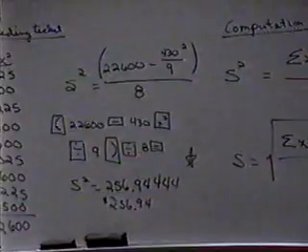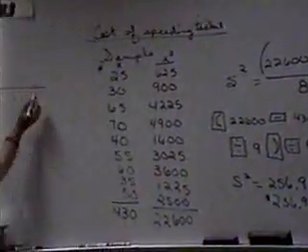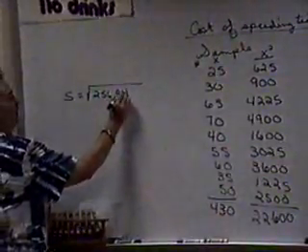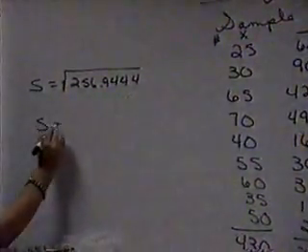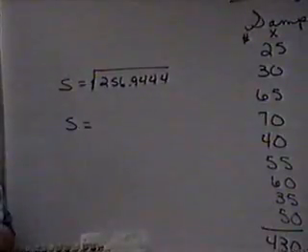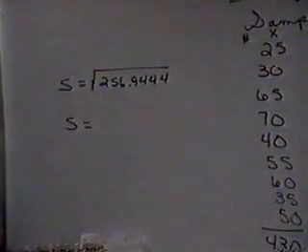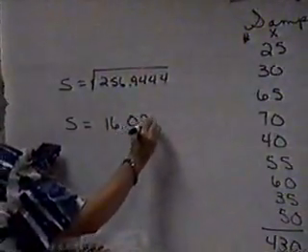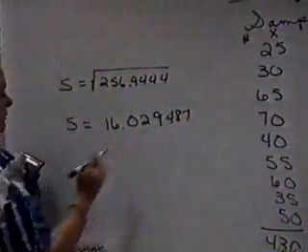Now to find the standard deviation, I want the square root of that number right there. So to find the standard deviation, I've left that number on my calculator. All I have to do is say take the square root of that number, and I get 16.029487.